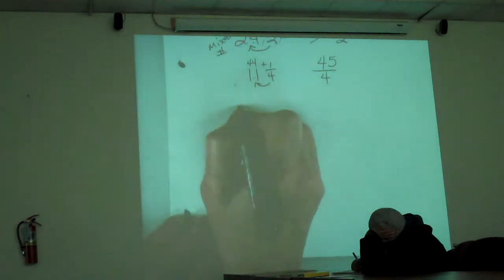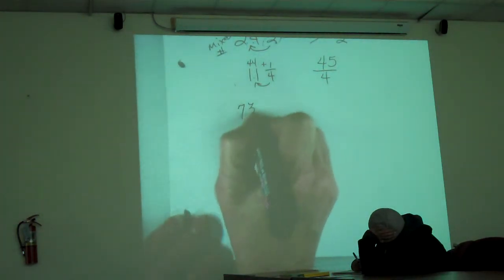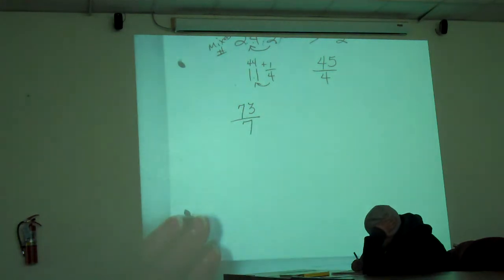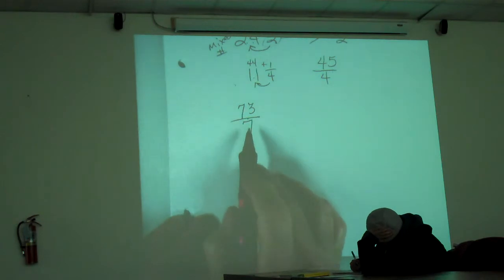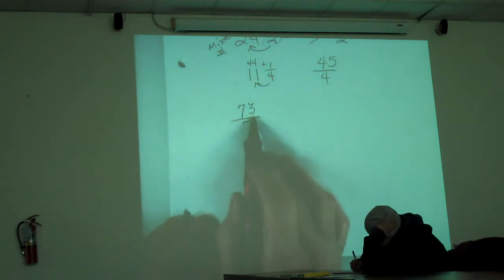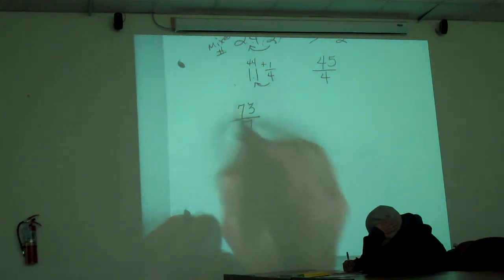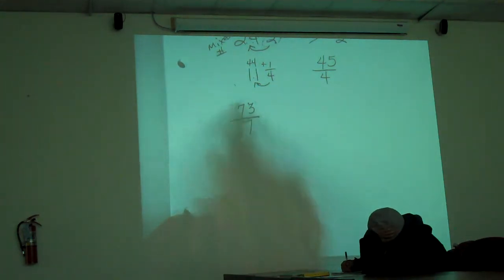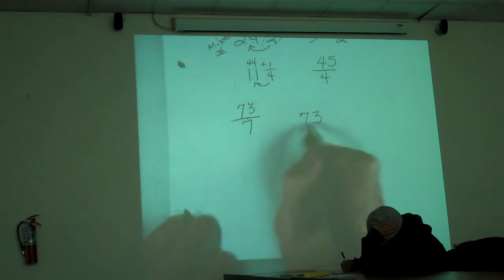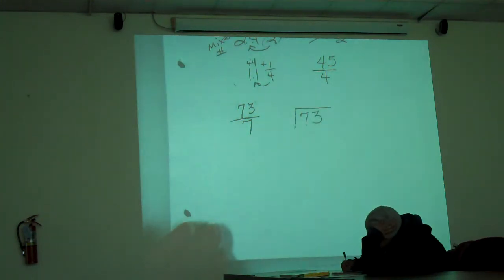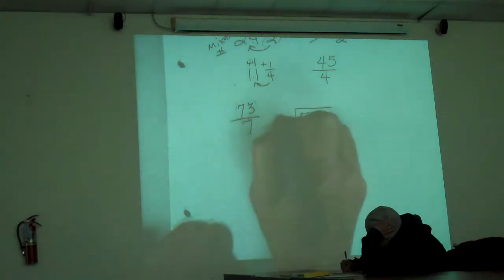Okay, if you have 73 over 7, you're going to do the top number divided by the bottom number. Numerator divided by denominator. Top divided by bottom. The top number, the numerator, goes under the division sign. 73 divided by 7.